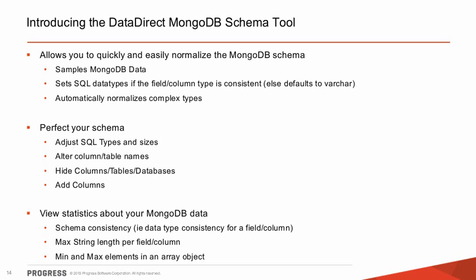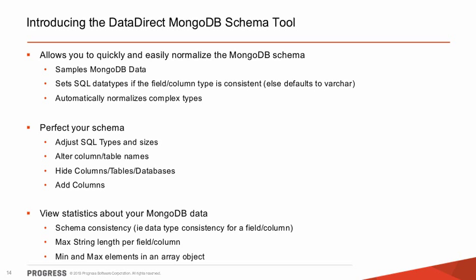We're not copying the data. We're not extracting the data. We're not storing the data anywhere. This mapping happens as you consume, as you query MongoDB. And it's with this schema tool that you perfect that normalized view.